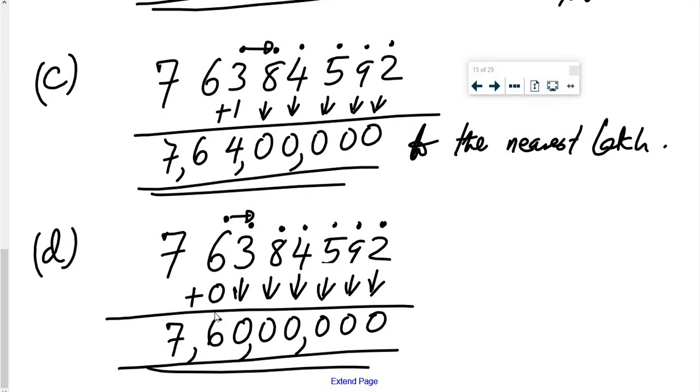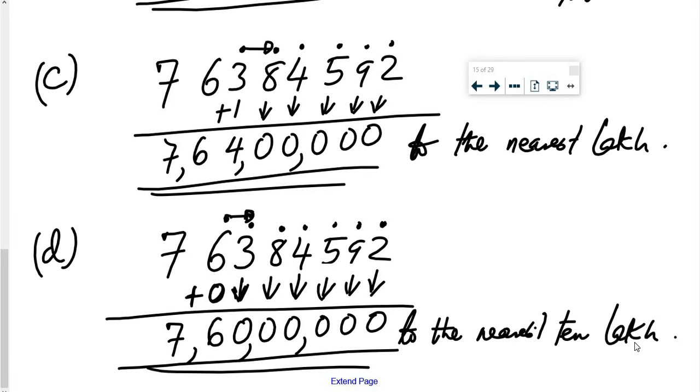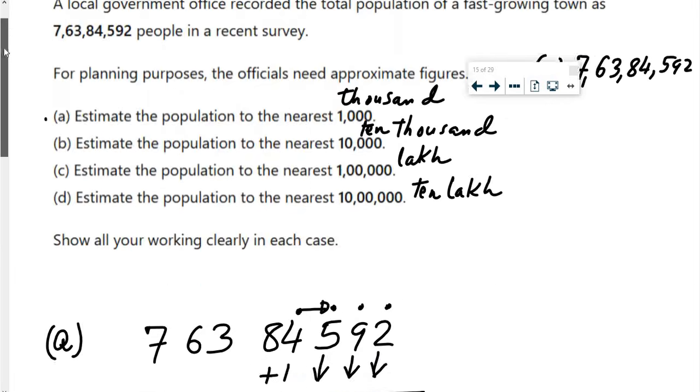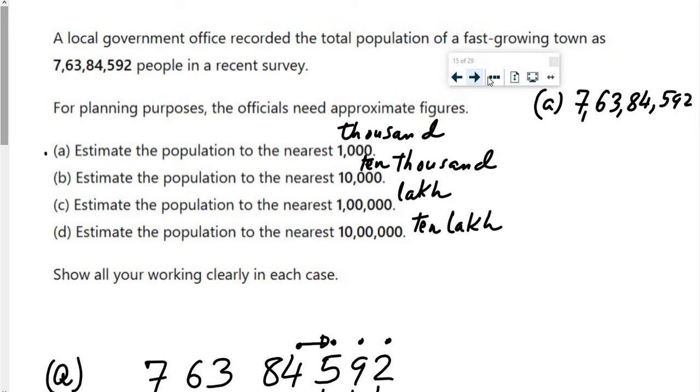So the theory is, if you check to the right and there is a digit which is 4 and below, you'll be adding 0. And if you check to the right, you see a digit which is 5 and above, you'll be adding 1. That's the theory behind it. Okay, so here you write to the nearest 10 lakh. Okay, right, so far so good. So let's carry on.